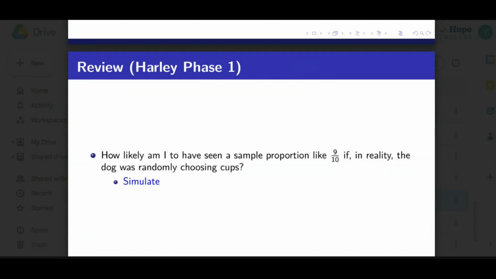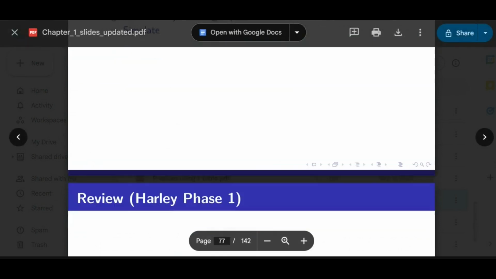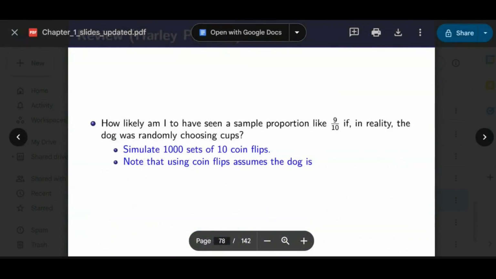So how would I see how rarely I would see a score as good as 9 out of 10? You simulate 1,000 reps of how many tosses? The 1,000 reps doesn't change. But how many tosses should each rep have now? Anyone? The number of tosses must reflect the study. Now I'm reflecting the dog study. How many times should I toss the coin? 10. 10 in each rep. So you simulate 1,000 sets of 10 flips.